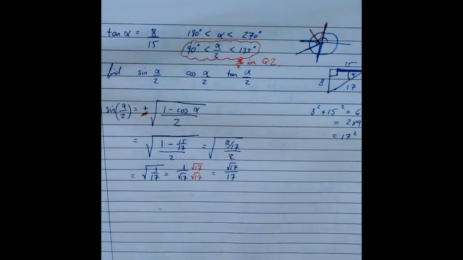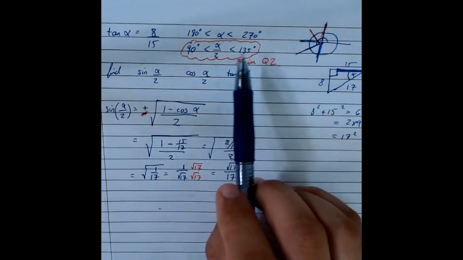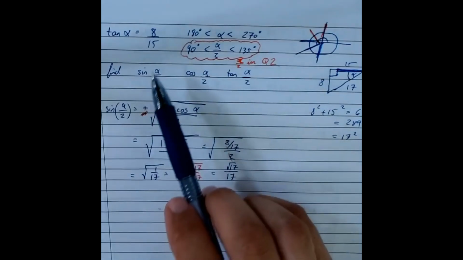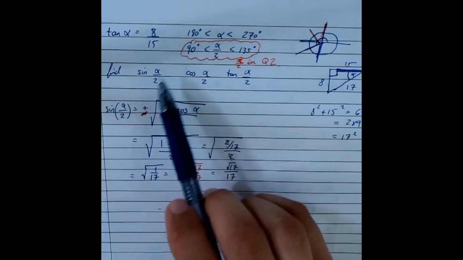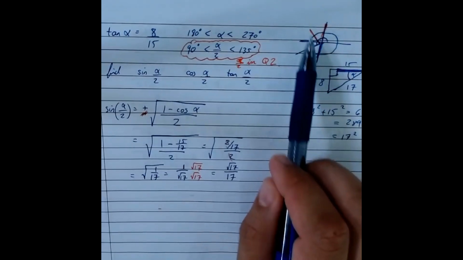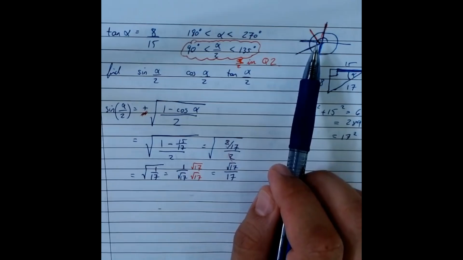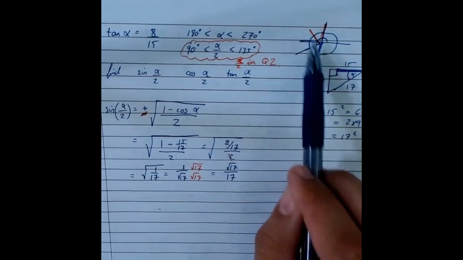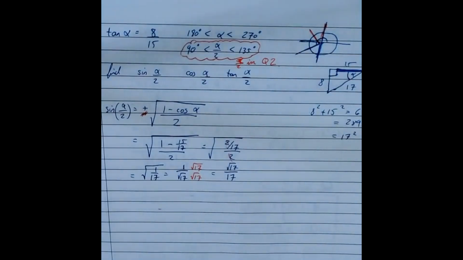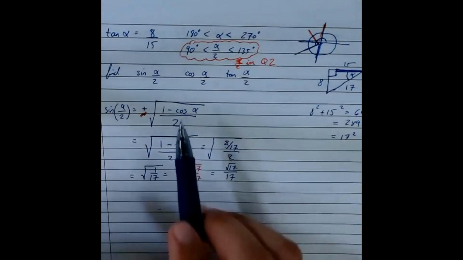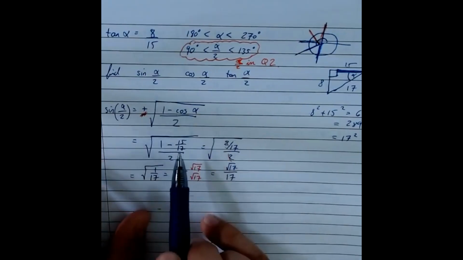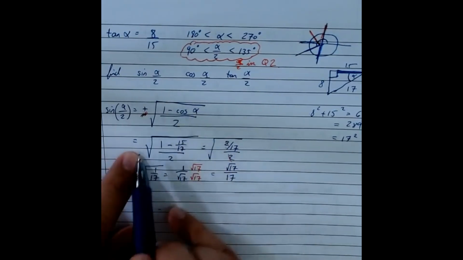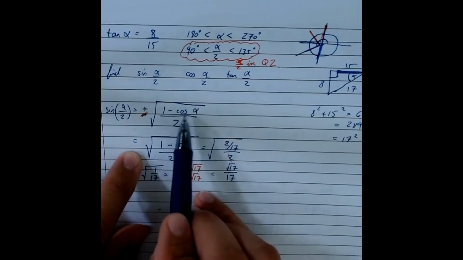Note that that is a positive value because, again, your alpha over 2, the angle that you're looking for, the sine of the angle that you're looking for, rests in quadrant number 2, which means it must be a positive sign. Oh, actually, my apologies. I made a sign error here. So let's see. Yeah, I've made a sign error here. So that's a positive. 1 minus cosine of alpha.